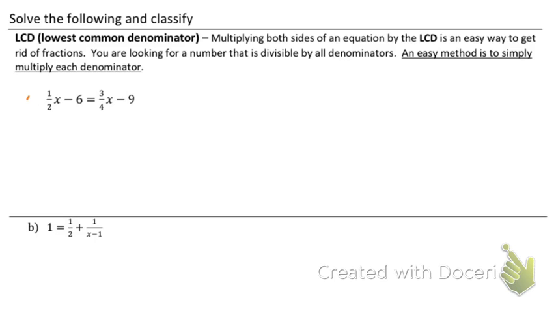Be careful when you multiply and to use parentheses, making sure that that 4 distributes to both. So we'll notice 2 goes into 4 and 4 also goes into 4. So I'm going to multiply both sides by 4.